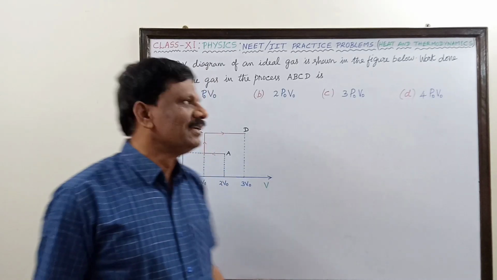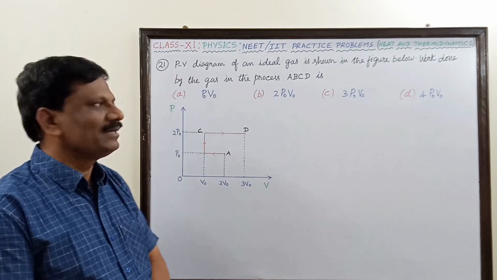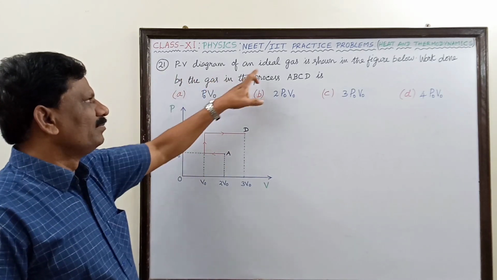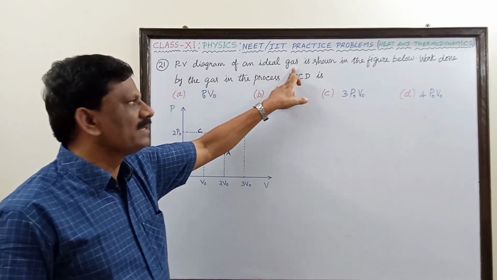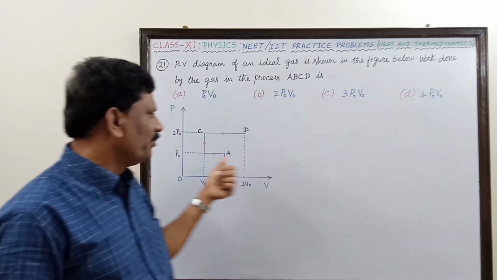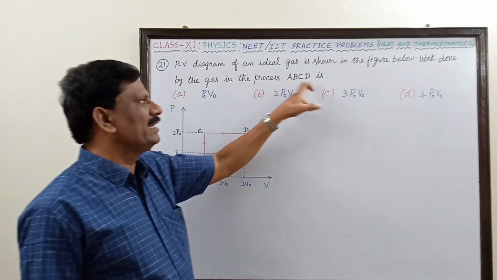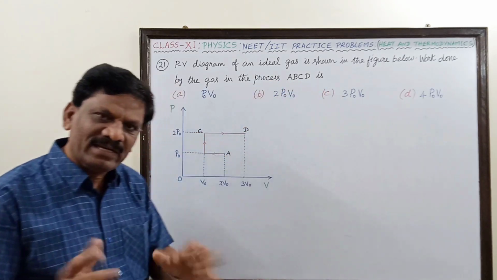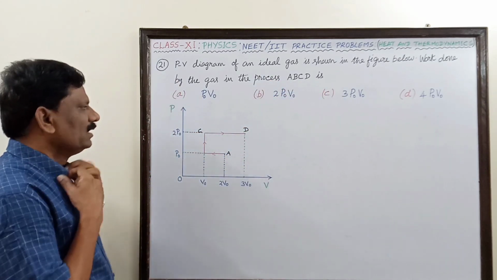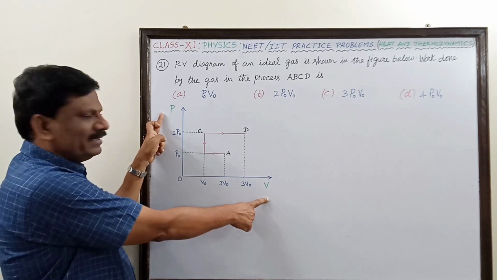Hi students, MCQ number 21. The PV diagram of an ideal gas is shown in the figure below. The work done by the gas in the process ABCD has to be determined. Now you can see this is the indicator diagram.